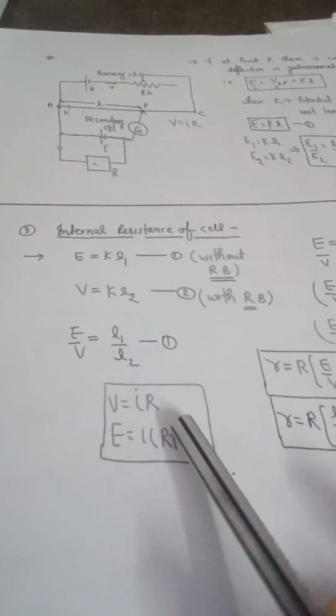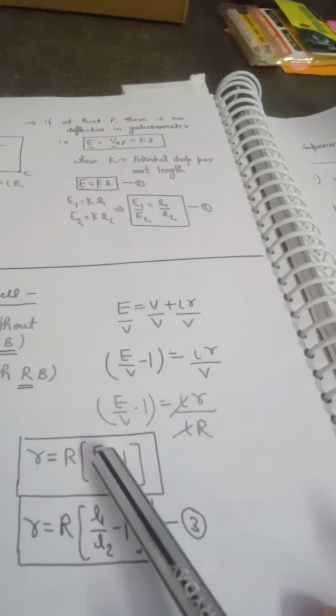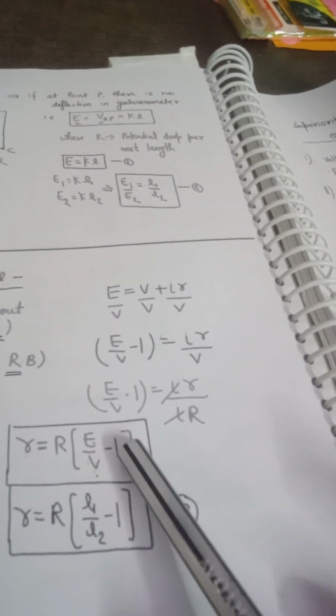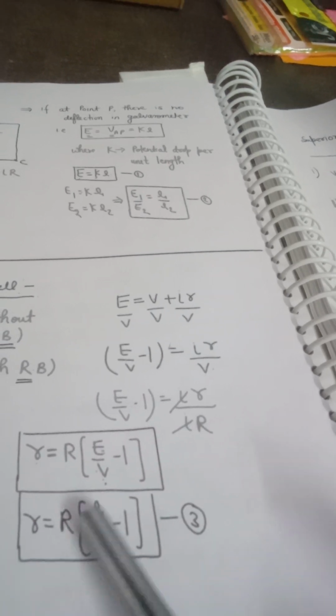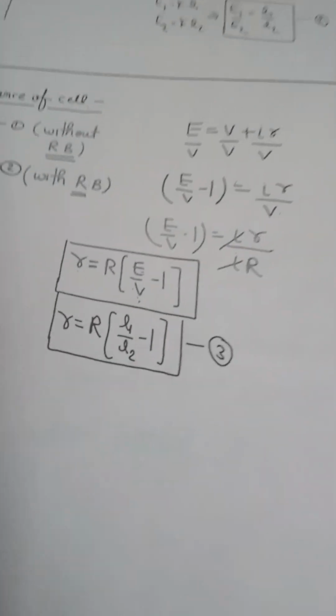V is equal to IR, which is I times (R plus r). So after calculating, you will find that small r is equal to capital R times (E upon V minus 1). Small r is equal to capital R times (L1 upon L2 minus 1).